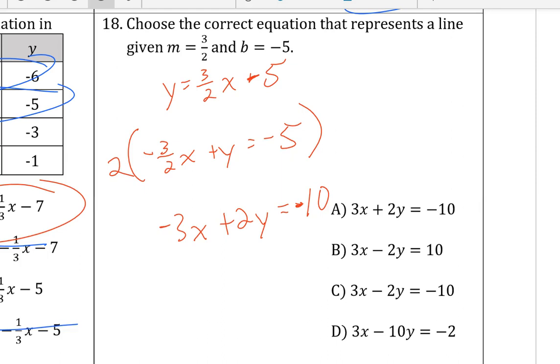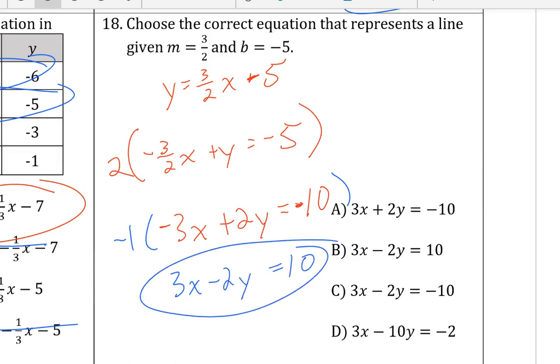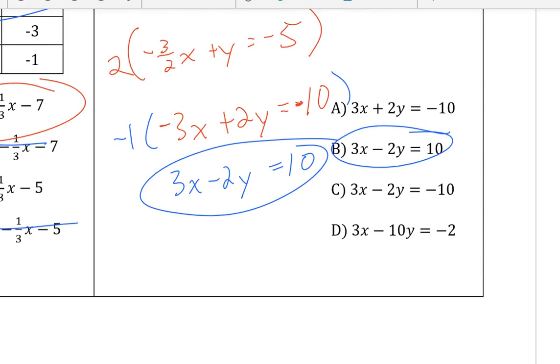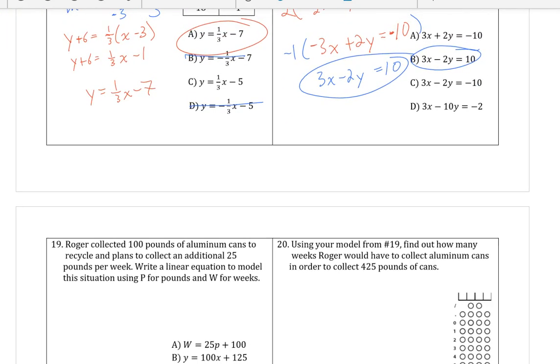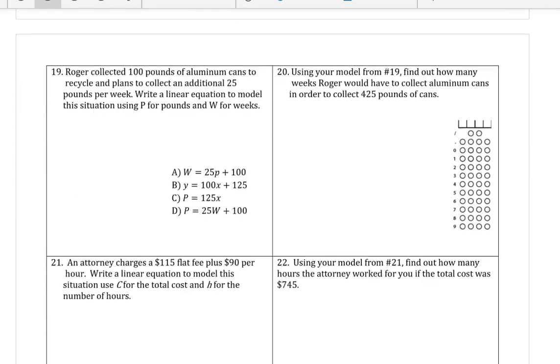So let's see, I have no negatives on these. To get rid of a negative, we want to multiply by a positive. If I multiply everything here by that negative 1, that gives me positive 3x minus 2y is equal to 10. So getting all the way to the proper standard form gives us choice B. We multiply by that negative 1 just to match up with our positive x's.